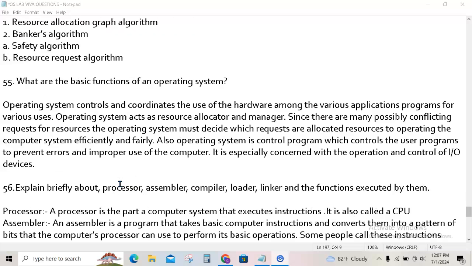What are the basic functions of an operating system? The operating system controls and coordinates the use of hardware, acts as a resource allocator and manager, allocates resources, and controls the use of programs to prevent errors and the improper use of the computer.